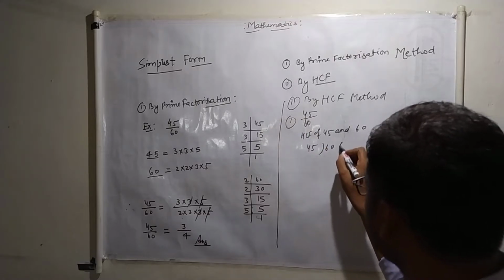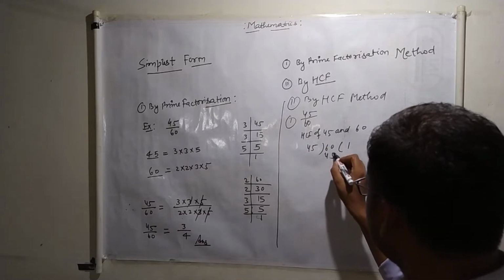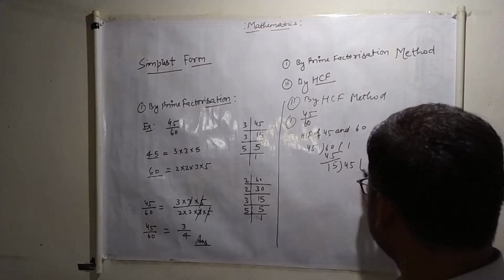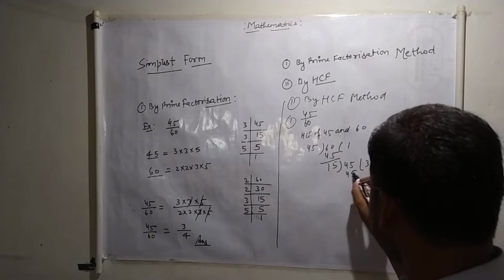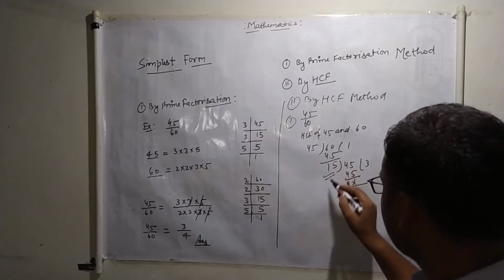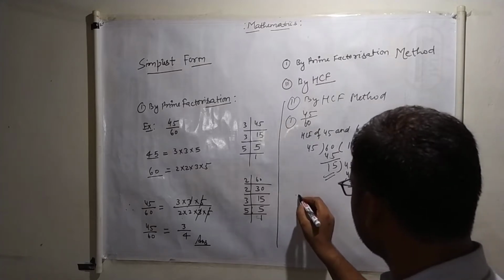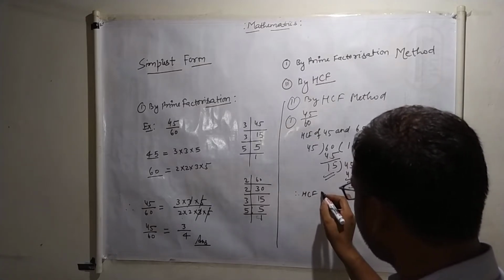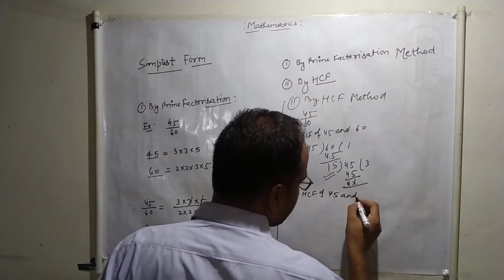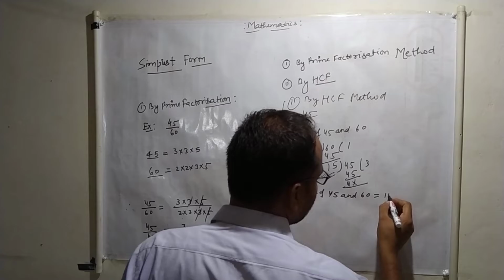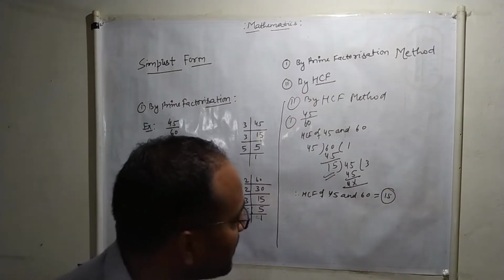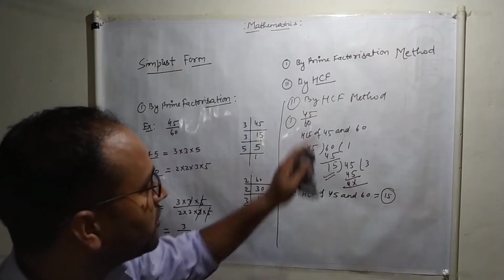Factors of 45 are 1, 3, 5, 9, 15, 45, and the common factors with 60 are cancelled out. So the HCF of 45 and 60 is equal to 15. Is that HCF 1? No, it is not 1. It means it is not in simplest form. That is 15, so I am going to divide both by 15.